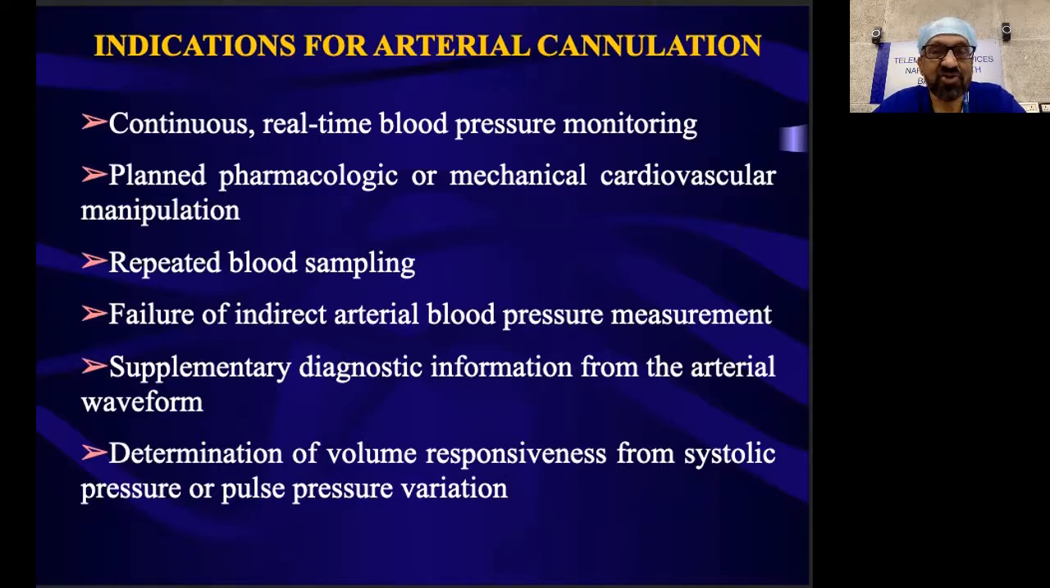The arterial cannulation is also needed when we need blood samples for arterial blood gas analysis, and whenever there is failure of indirect arterial blood pressure measurement, that is non-invasive blood pressure measurement. Additionally, the supplementary information we get from the arterial waveform is useful in determination of volume responsiveness of patients from determination of systolic pressure or pulse pressure variations.